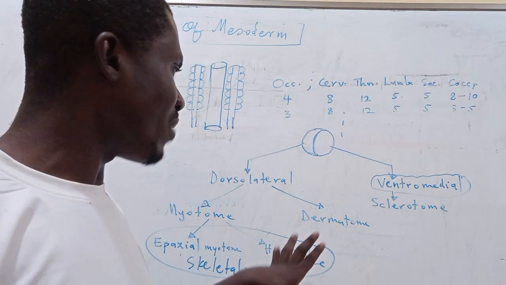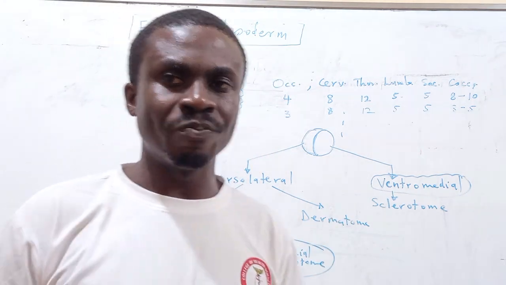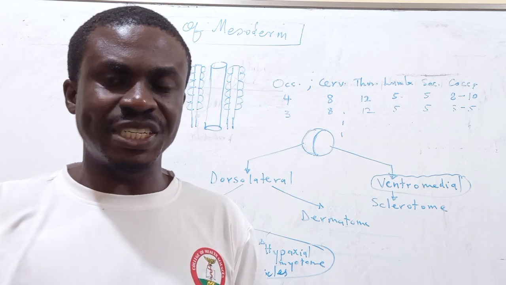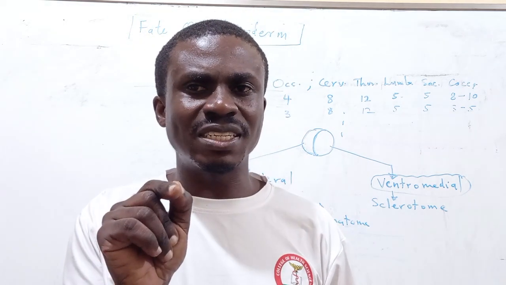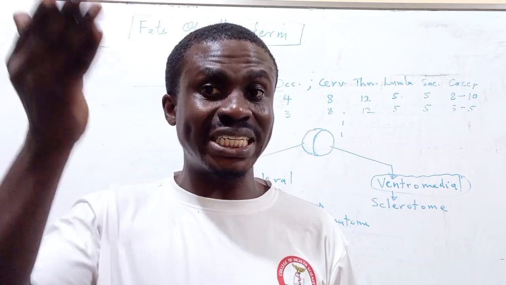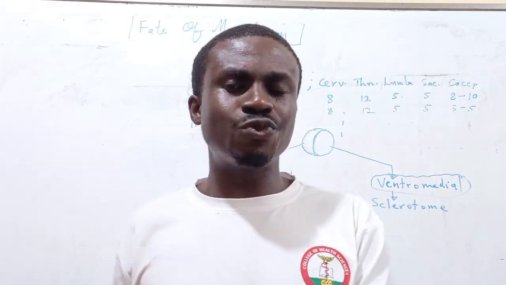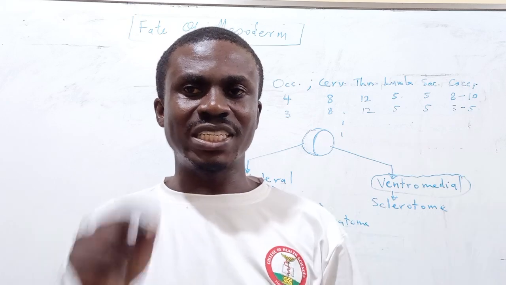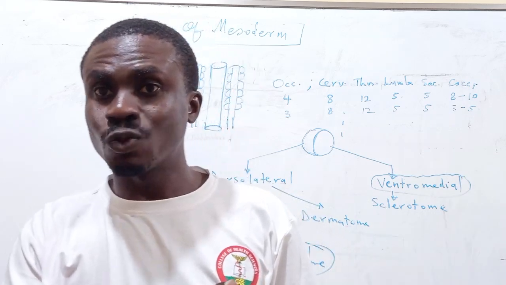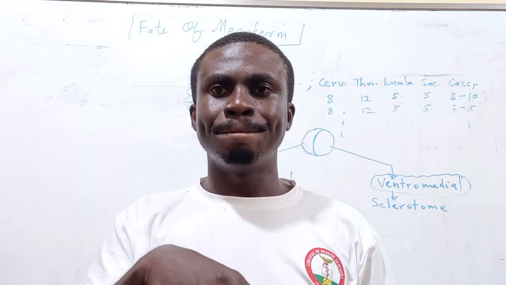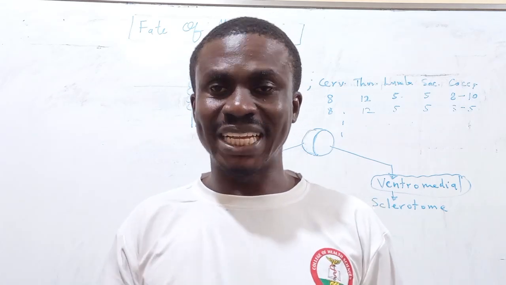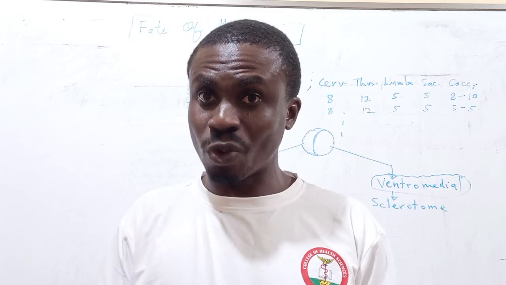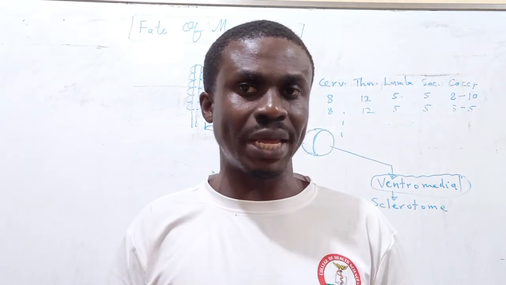Now, my friends, after that one, then we go to dermatome. Now, the word derm, as in dermatology, has to do with the skin. But don't forget that the skin is made up of epidermis and dermis. We saw last week that surface ectoderm is the one which gives rise to the epidermis of the skin. So it means what is left? The dermis of the skin. And dermis is connective tissue, so it should be coming from mesoderm.